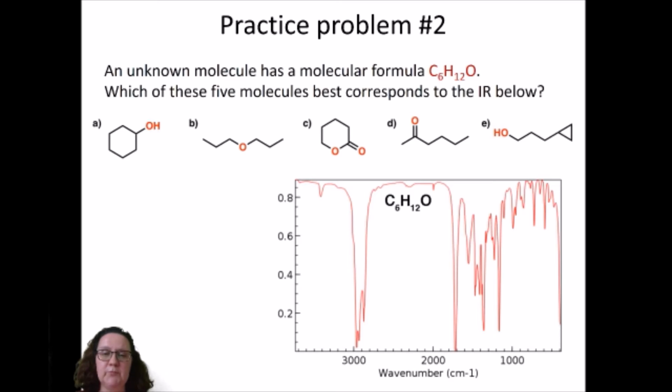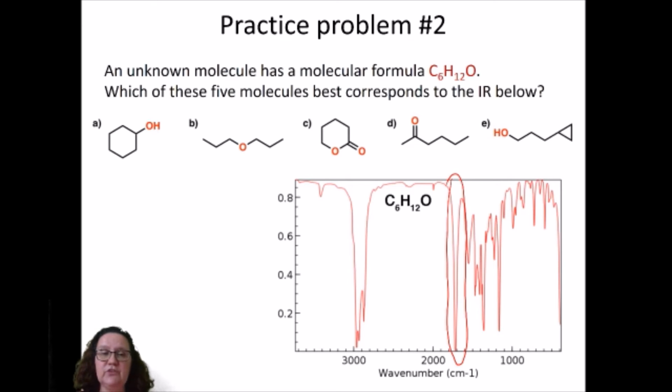So how would I approach this problem? Well, the first thing I can observe here is this very strong band here at 1700 inverse centimeters. Very sharp, very strong, the right position to be a carbonyl group. So this spectrum corresponds to a compound that has a carbonyl group.